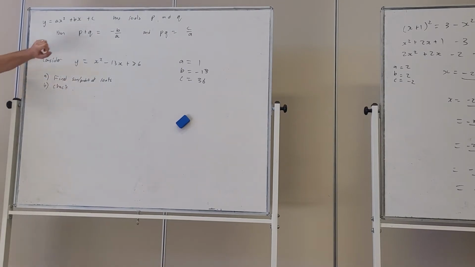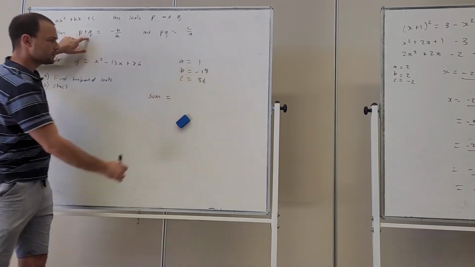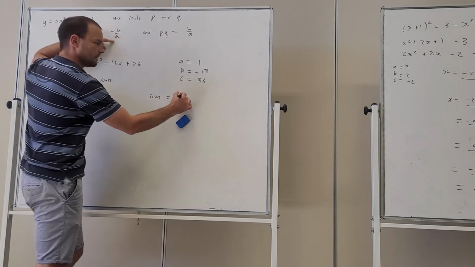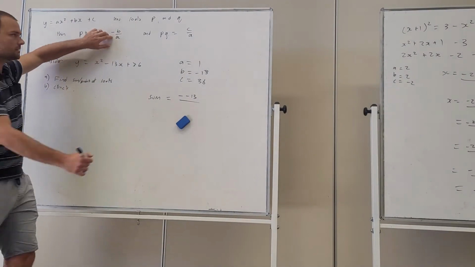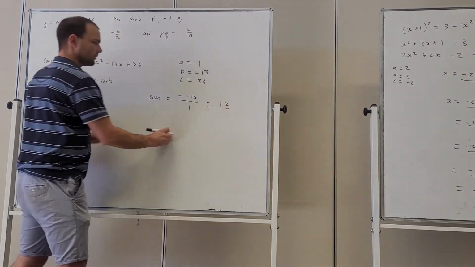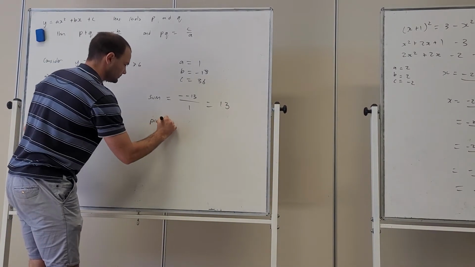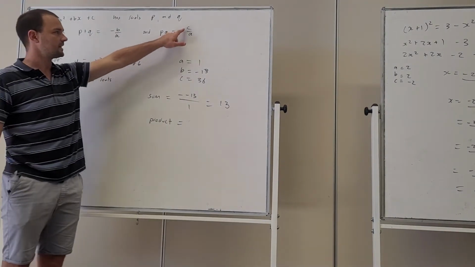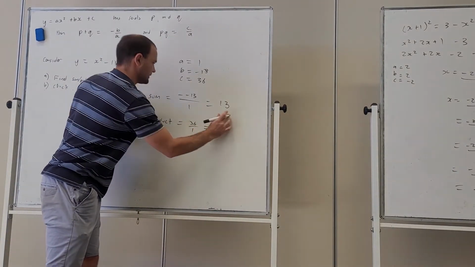So find the sum of the roots. Well, p plus q, the sum of the roots, we don't know the roots, but the sum of the roots is equal to minus b divided by a. That's minus 13, minus b is minus 13, so two negatives, divided by 1. When you add the roots together, you're going to get 13. What about the product? When you multiply the roots together, whatever they are, it's going to be c divided by a. So that's 36 divided by 1, and we've got 36.